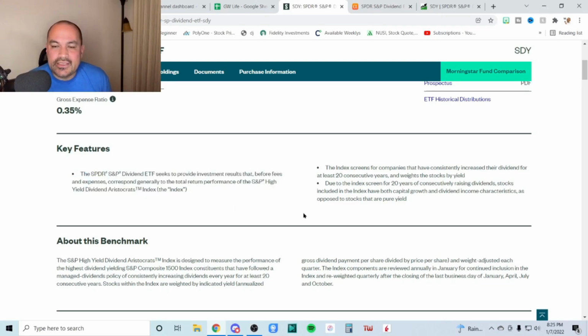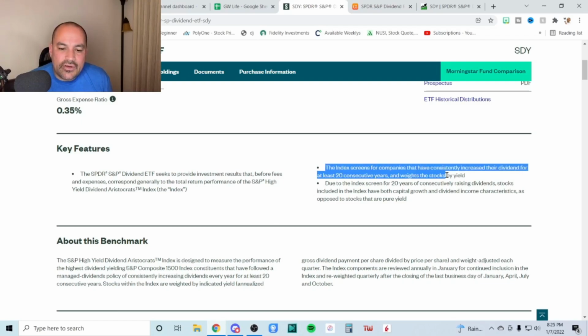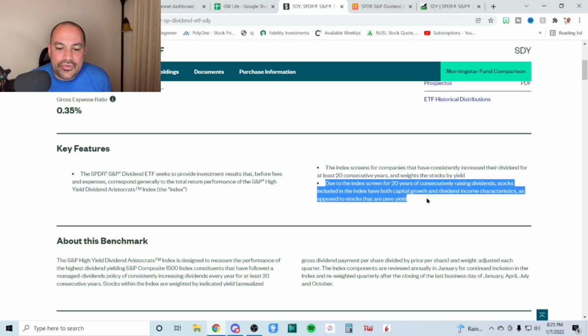So what does the index do? The index screens for companies that have consistently increased their dividend for at least 20 consecutive years and weights the stock by yield. Due to the screen for 20 years of consecutively raising dividends, stocks included in the index have both capital growth and dividend income characteristics, as opposed to stocks that are pure yield.